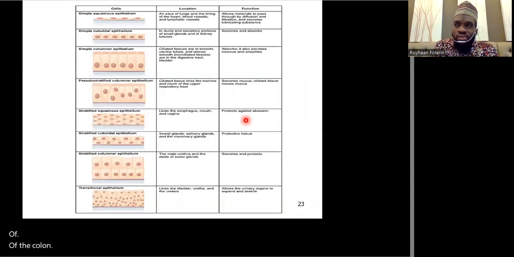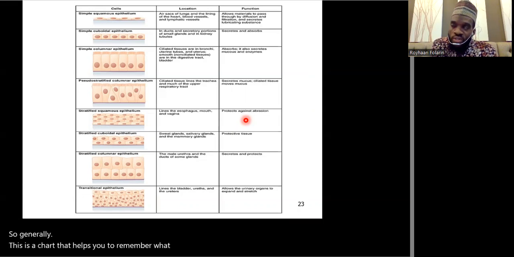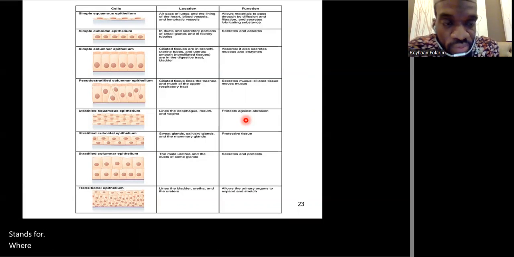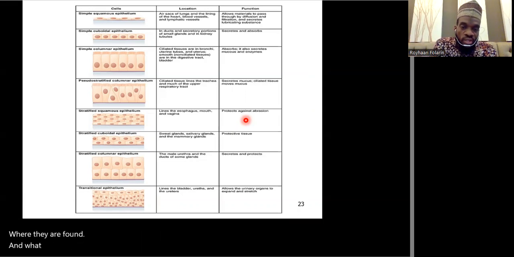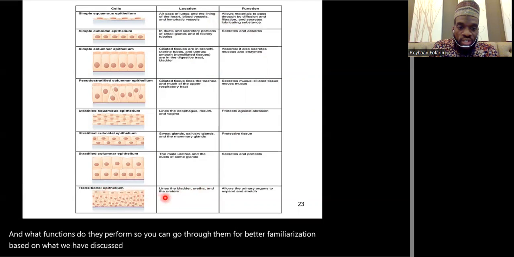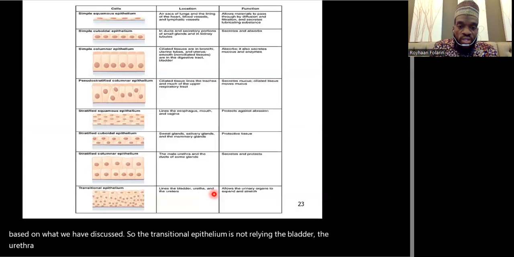So generally, this is a chart that helps you to remember what each of these epithelium stands for, where they are found, what functions they perform. So you can go through them for better familiarization based on what we have discussed. So the transitional epithelium is known to line the bladder, the urethra, and the ureters. It allows the urinary organs to expand.